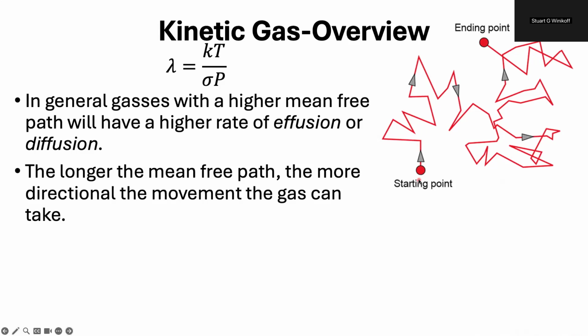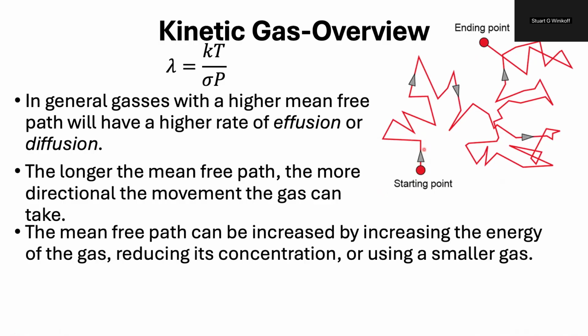Now, the important thing here is that the longer the mean free path, the less time in between these collisions, and thus, even including random motion, the molecule is more likely to travel further than if it didn't collide at all. So as we increase this mean free path, we can do this by increasing the energy of the system by heating it up, or reducing the concentration by lowering the pressure, or by using a smaller gas. In any of these cases, we'd expect this distance traveled by a gas molecule to increase.